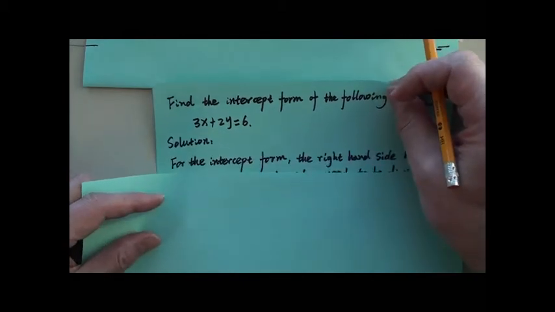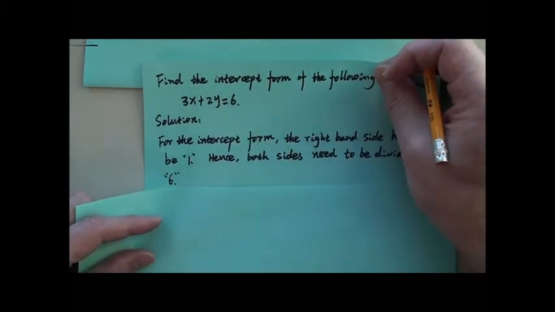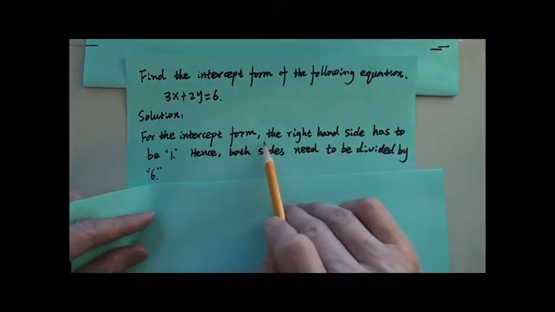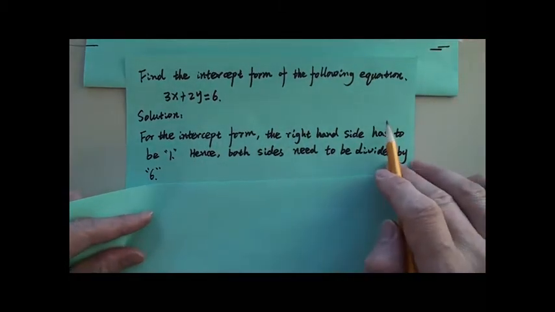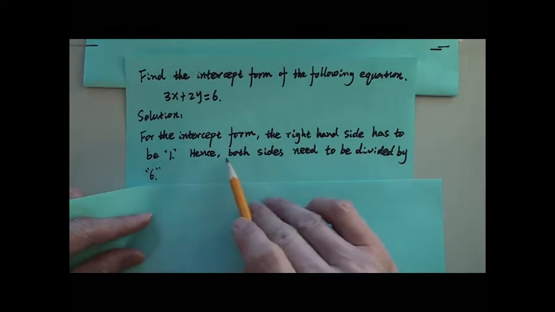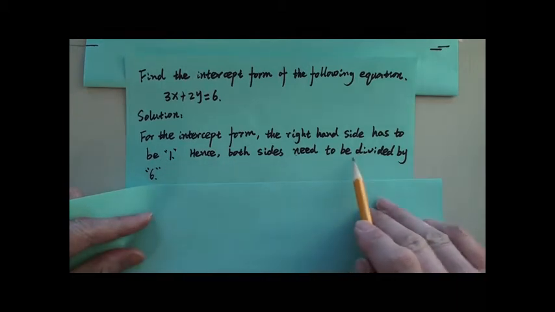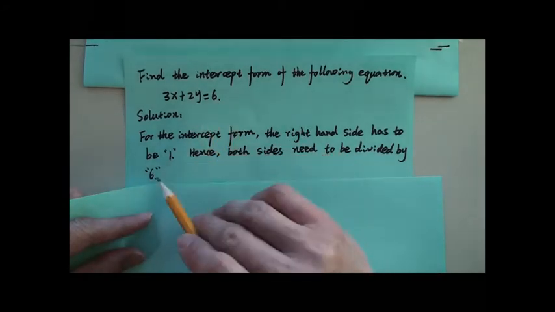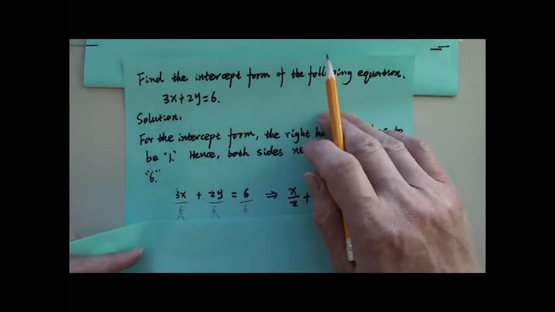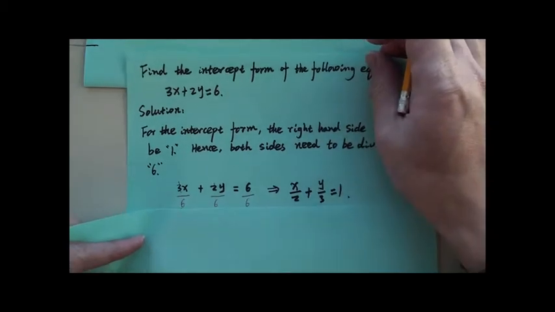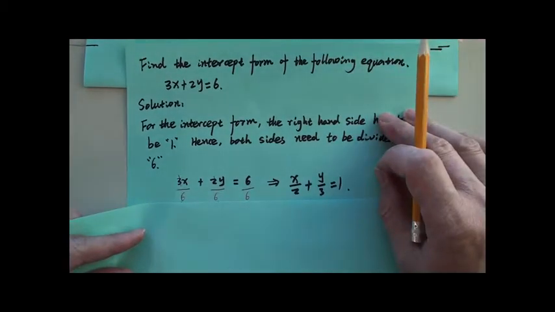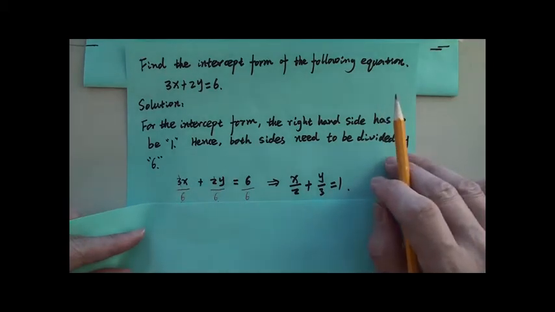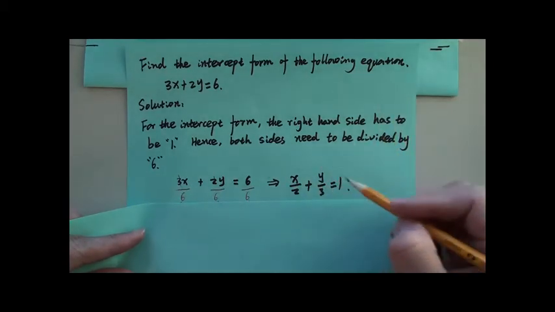Okay? So here is the observation. For the intercept form, the right-hand side has to be 1. Hence, both sides need to be divided by 6. Okay, 6 divided by 6, you get 1. So it's like here. Okay? So every term gets divided by 6. And you know 6 divided by 6 is 1.